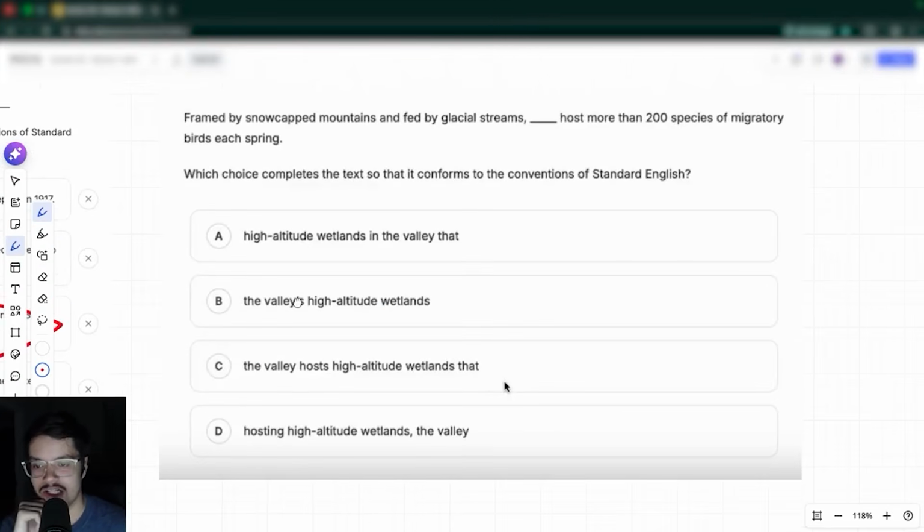One more one just to finish this off here. Framed by snow-capped mountains and fed by glacial streams. Okay, so we're looking at something that was given snow-capped mountains and glacial streams. I guess that's probably referring to something in the environment.